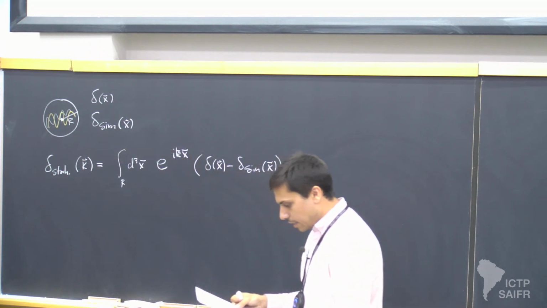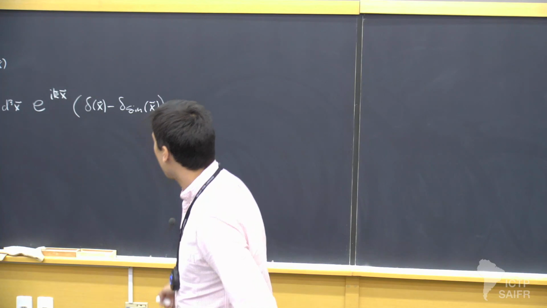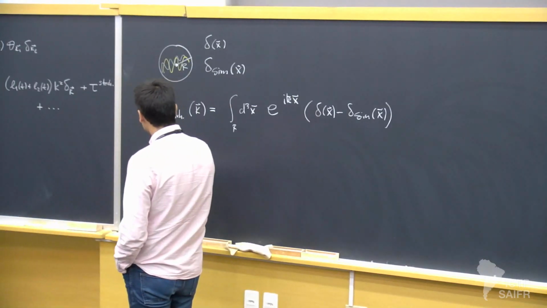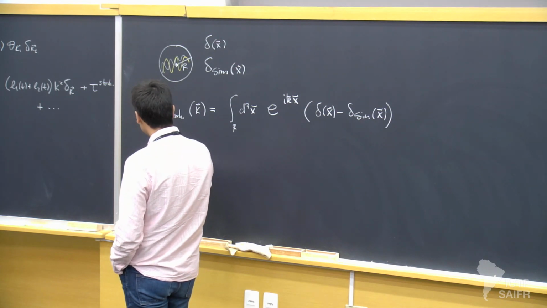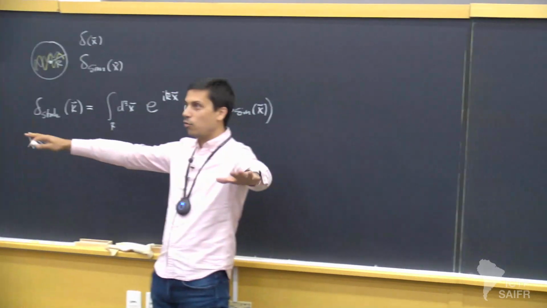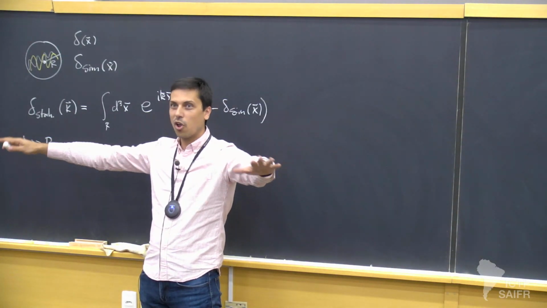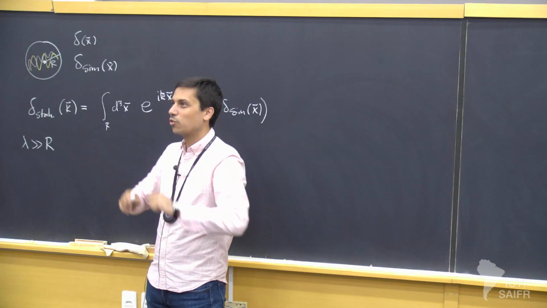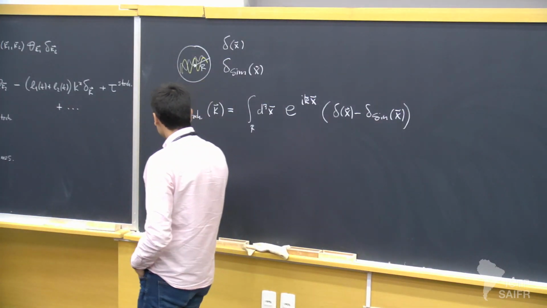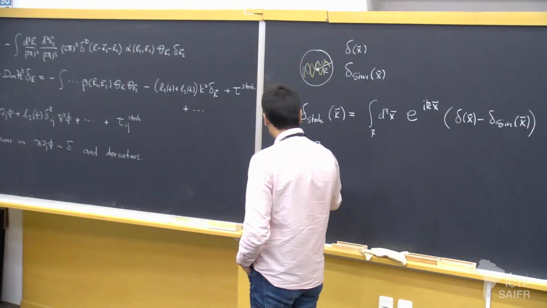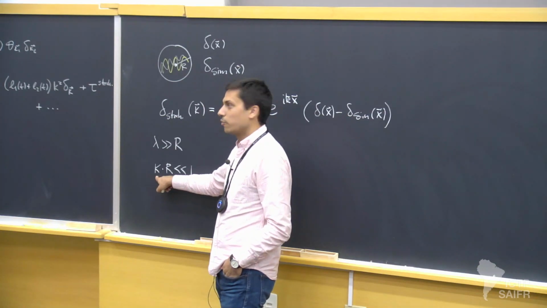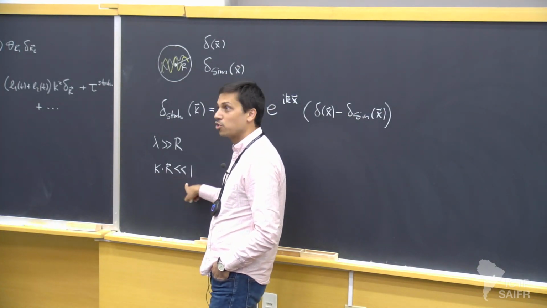So given that I'm interested in wavelengths which are much bigger than the size of this region, I want to look at what happens for long wavelength Fourier modes. I'm not interested in short wavelength Fourier modes. So I want wavelengths which are much bigger than R. This means that k times R is much smaller than 1. I'm interested in the wave numbers which are such that k times R is much smaller than 1.